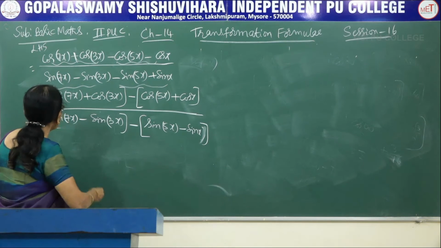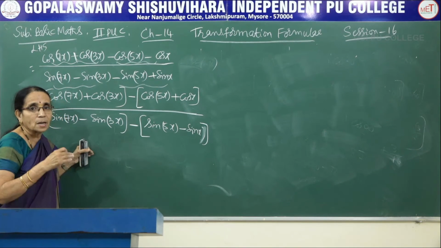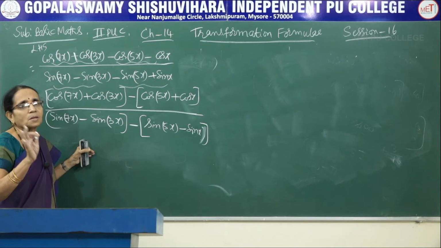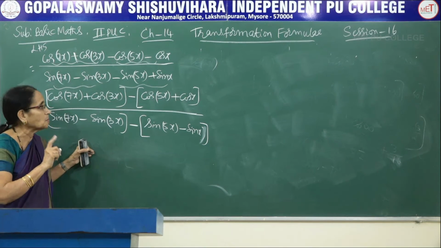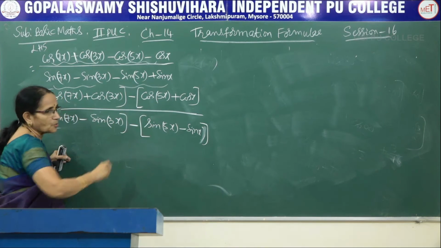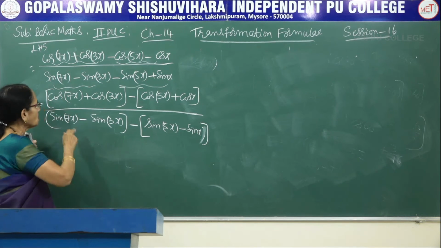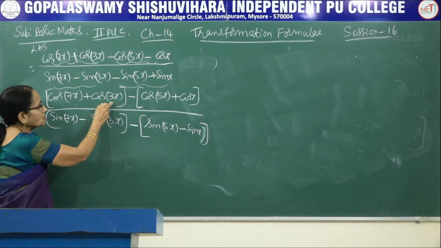Now, let us use which formula? See, in the previous two problems, I converted the product into sum or the difference in both the problems. Here, it is the sum and difference. So, we are converting the sum and the difference to the respective product. Cos C plus cos D.